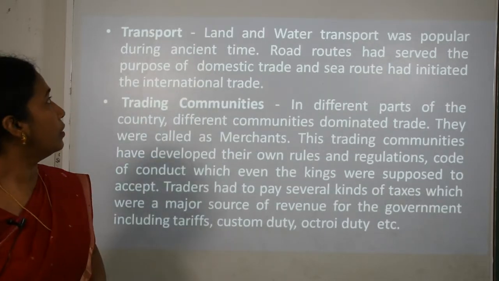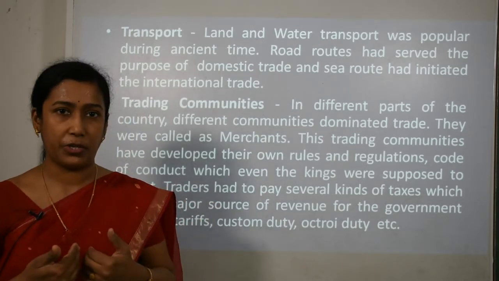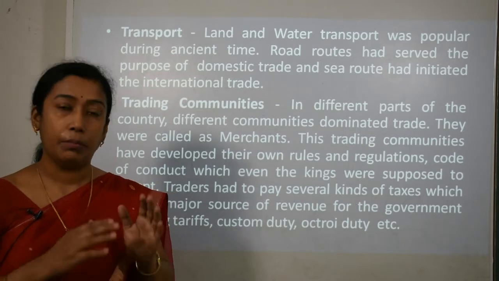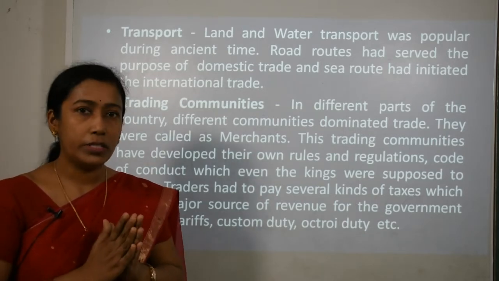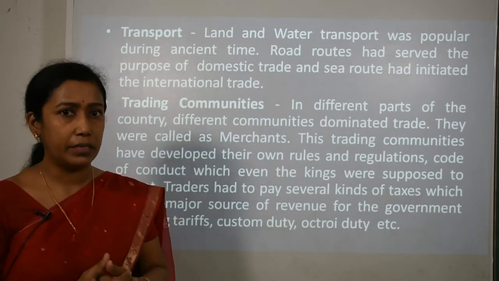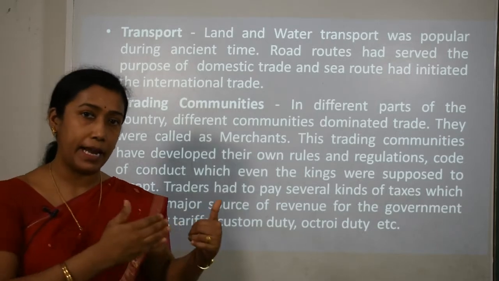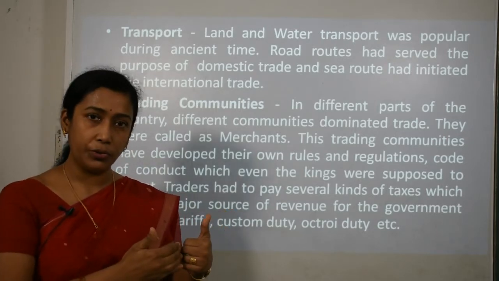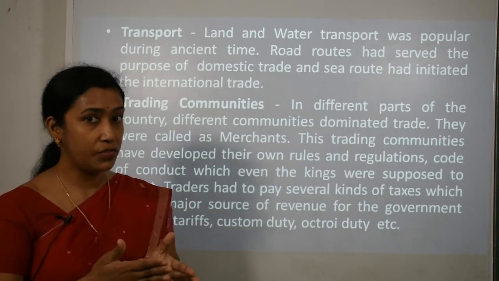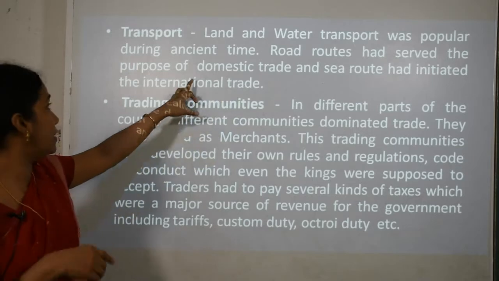Now what was the condition of transport? When we say transport, we mean the transportation system. It can be land transport, air transport or water transport. But at that time, since technology was not so developed and the country was in a stagnant and backward condition, only two transport systems were available, that is the land route, the road route, and the sea route, and both of them were used for the purpose of trade only. So land and water transport was very popular at that time.